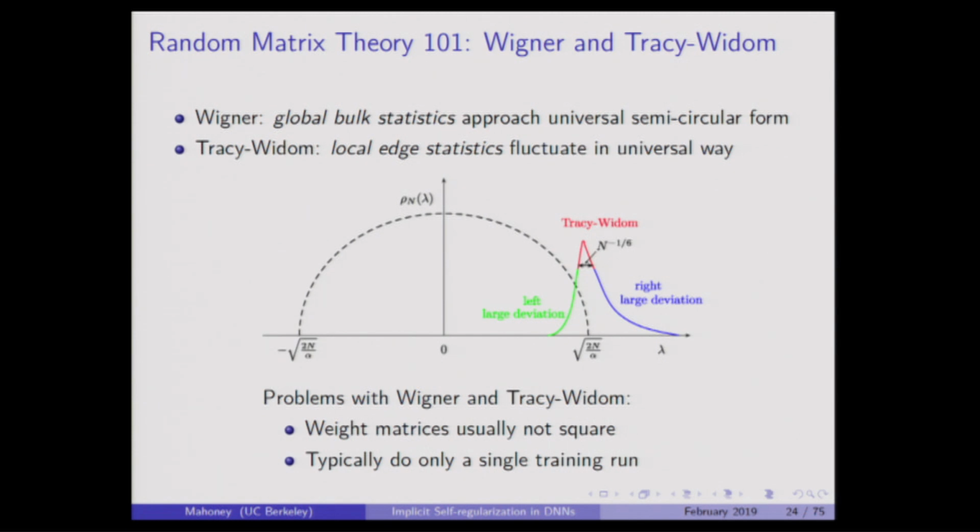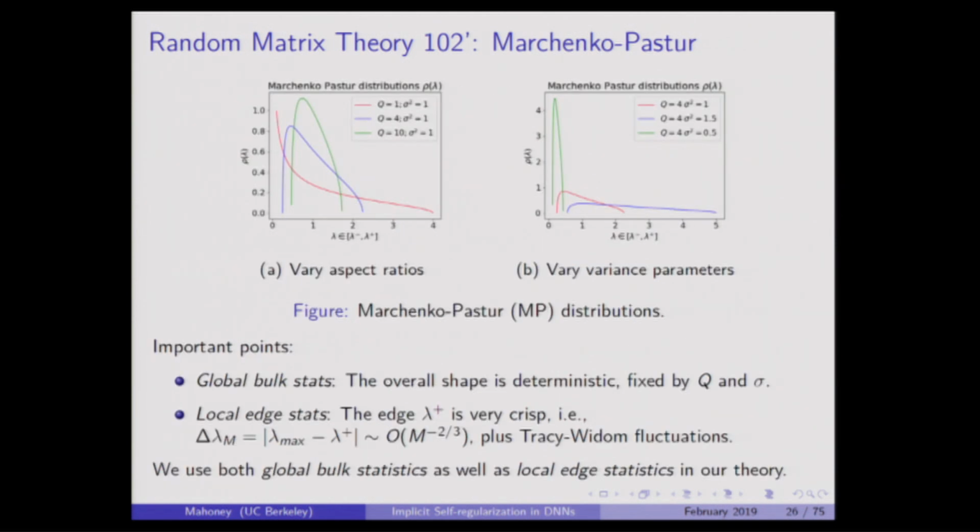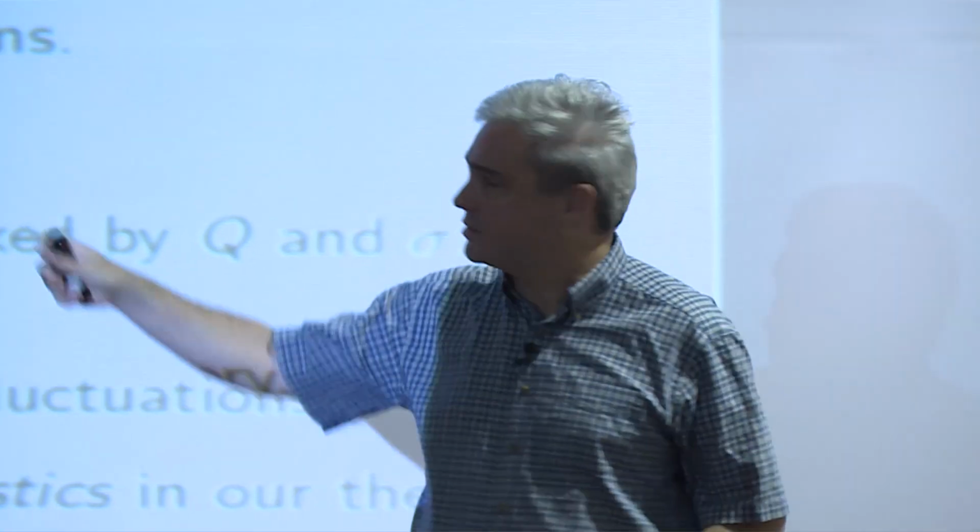So we're going to develop a theory based on bulk properties and edge properties to predict why these things are going on. These are the equations. If I'm not square, if I'm rectangular, Wigner doesn't hold, but a generalization called Marchenko-Pastur holds. The form of Marchenko-Pastur is this. It's not a semicircle, but it looks like this depending on the aspect ratio. The point is it's a well-defined thing, and you converge to that. You converge to 4. You have the same Tracy-Widom stuff here. So it's not as simple as I was describing in terms of Wigner, but it's the same sort of thing.